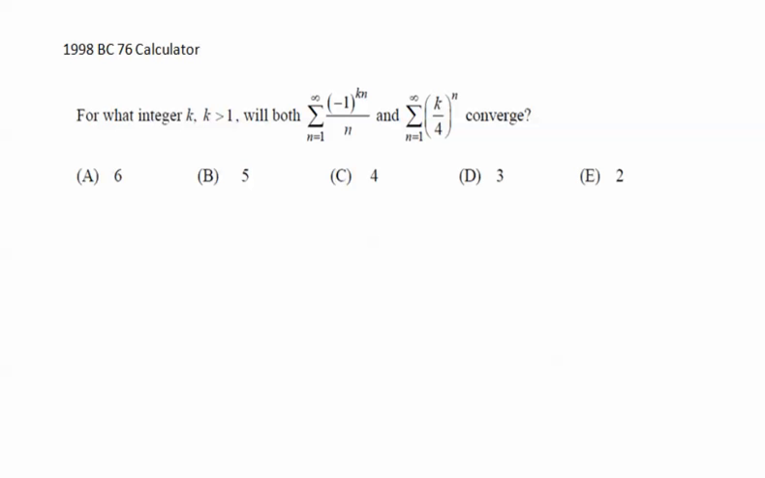In 1998, BC 76, which is a calculator question, we want to find out for what integer k, where k is greater than 1, will both of these series converge. The first one is the series from n equals 1 to infinity of (-1)^(kn) over n. And we can tell for this particular one that if we just had -1 over n, that series would be the alternating harmonic series, which converges.